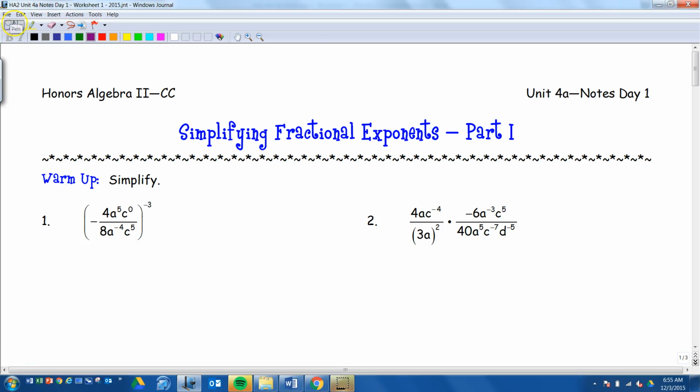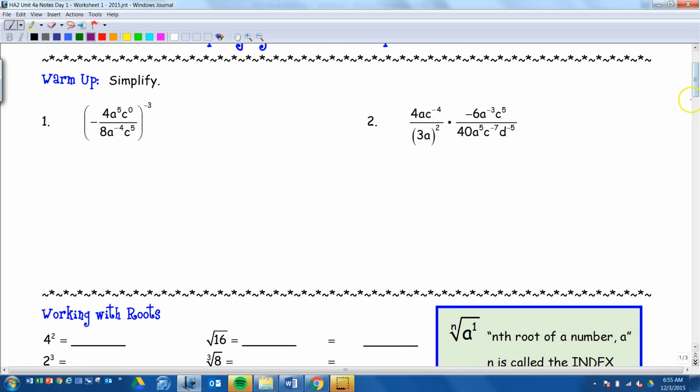Alright class, this is the first day of simplifying fractional exponents. The first thing we're going to do, we had the video last night, so this is going to be kind of a warm-up real fast for number 1 and number 2. Remember on the last day of notes I said you can flip everything if you want because it's raised to the -3. So that's the first thing I'm going to do. I'm going to keep the negative on top though, that doesn't really matter. So I'm going to put everything on top that was on the bottom.